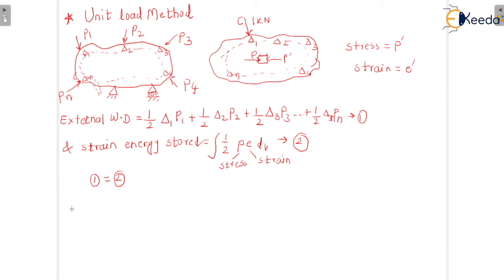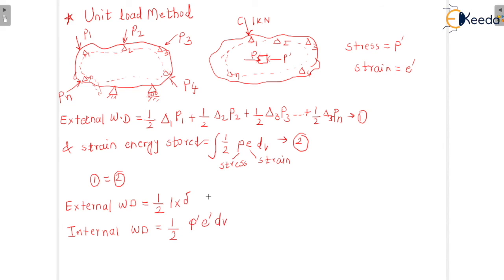Then in this case, when we are considering it as unit load, the external work done we can write as half of 1 into delta, because unit load is there and the corresponding displacement is delta we have considered. This is the external work done. Now what is the internal work done? We are using similar formulas, only replacing this delta with this delta and P with unit load. The same equation: P dash E dash dV.